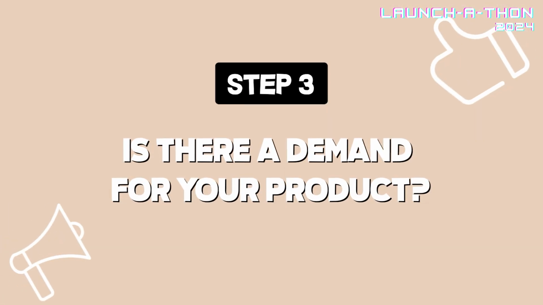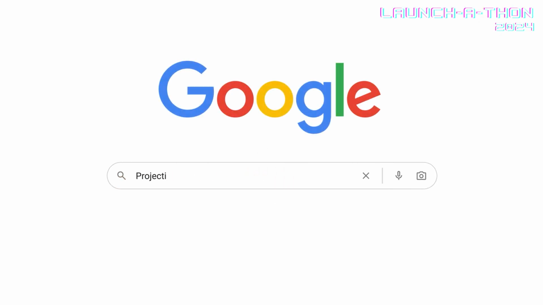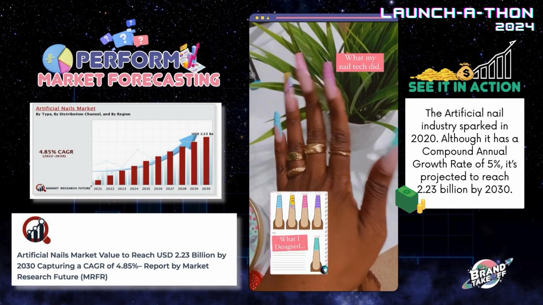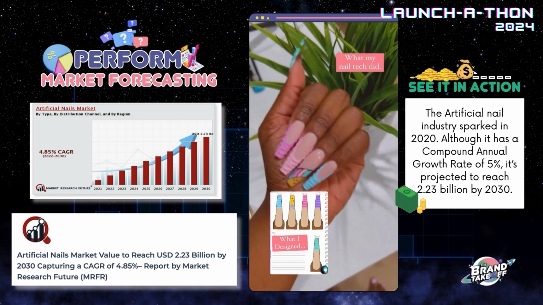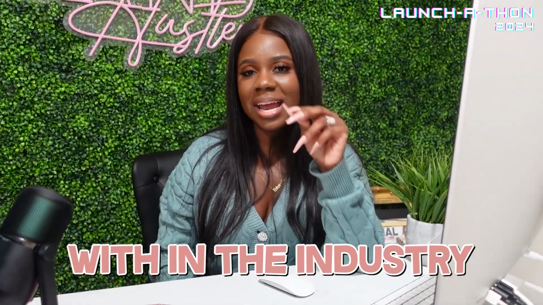Now, the third part to this preliminary exercise is you need to figure out whether or not your product has demand. A quick hack to do this is by going on Google and searching projections for your industry. So for example, if I were to sell press-on nails, I may go on Google and search for projections for the false nails industry. Once I do that, I see that there was a boom in the false nails or the artificial nails industry in 2020. And I also see that although it has a 5% growth rate, it actually is estimated to hit over $2.2 billion within the industry.